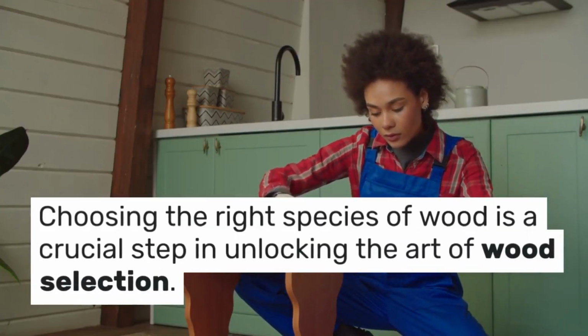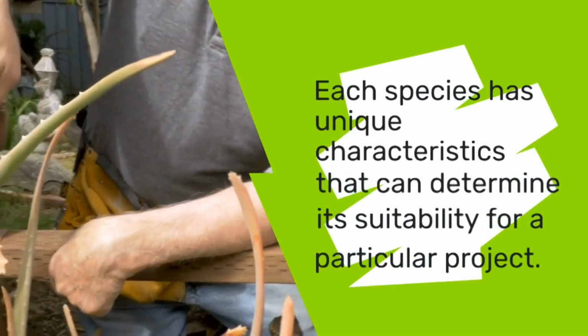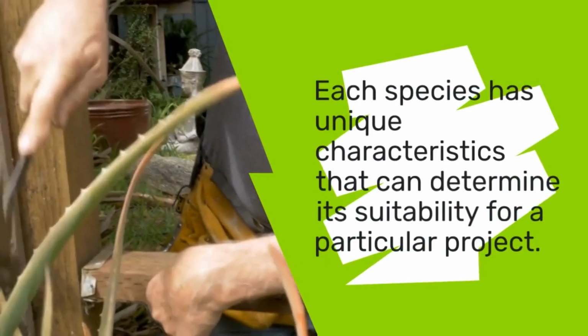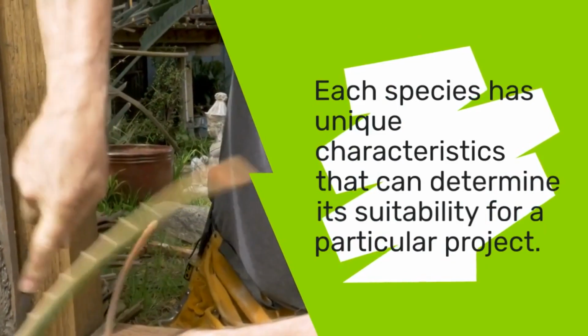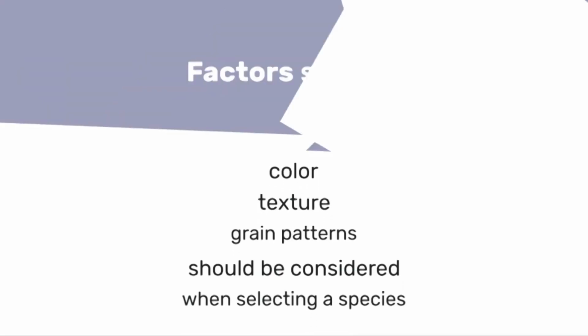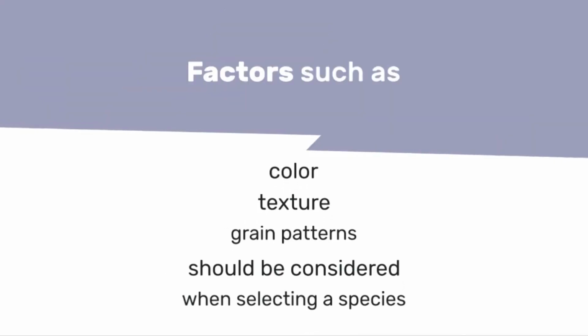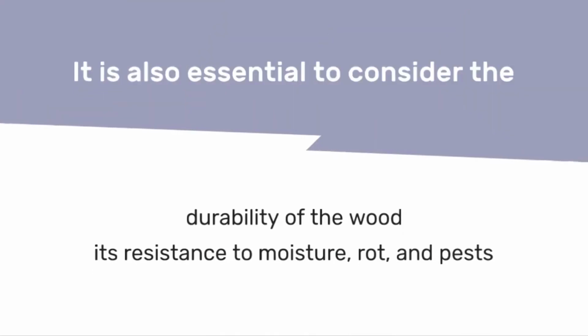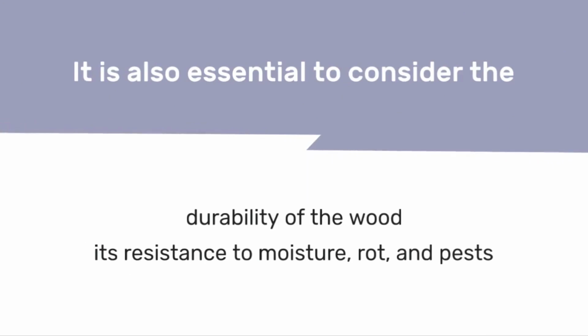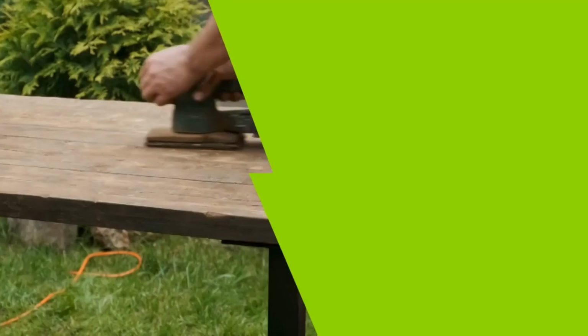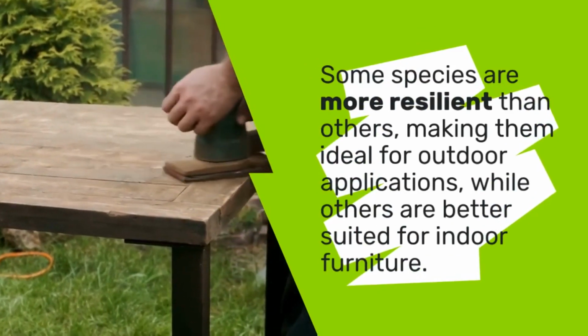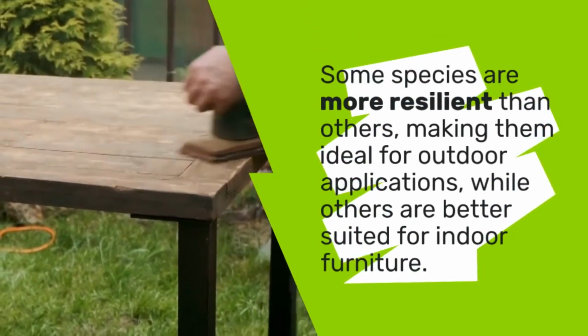2. Choosing the right species. Choosing the right species of wood is a crucial step in unlocking the art of wood selection. Each species has unique characteristics that can determine its suitability for a particular project. Factors such as color, texture, and grain patterns should be considered when selecting a species. It is also essential to consider the durability of the wood and its resistance to moisture, rot, and pests.